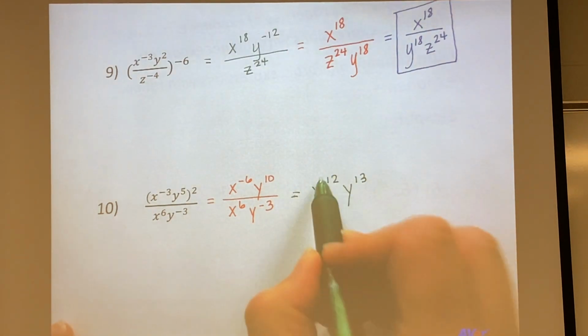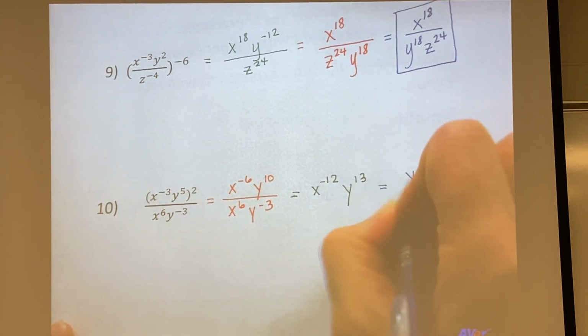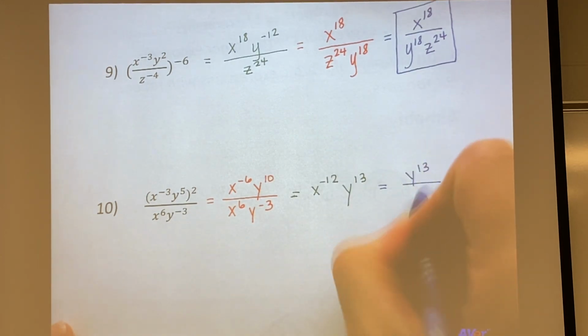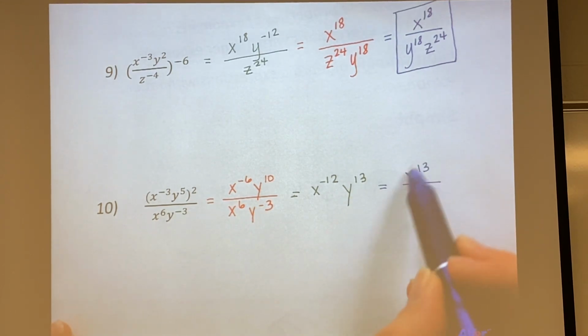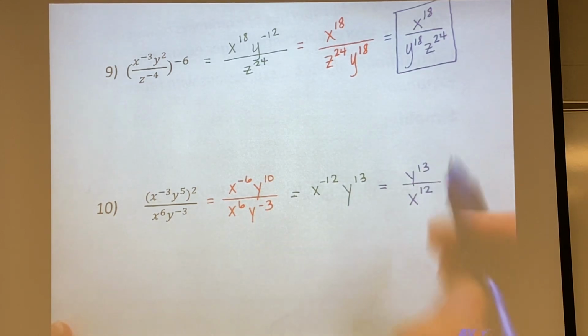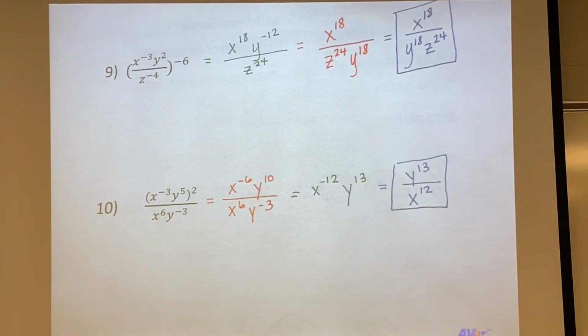All right, we take a look and we have that negative exponent there, which we don't want. So we are going to move the x to the 12th down to the denominator. Notice that the y to the 13th is positive, so it stays where it is. If it's positive, it doesn't move. Negatives move.